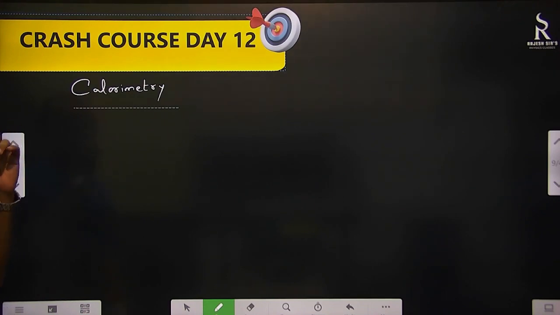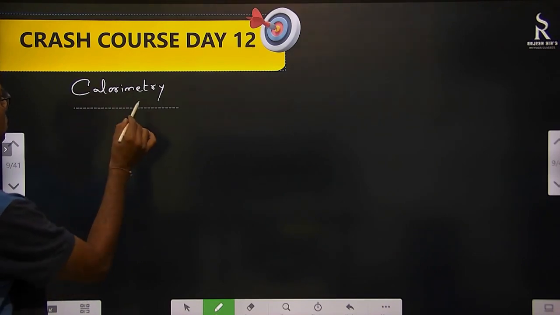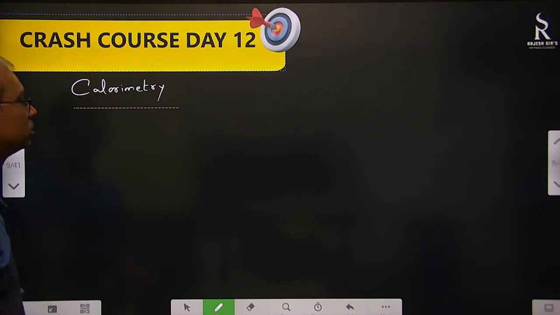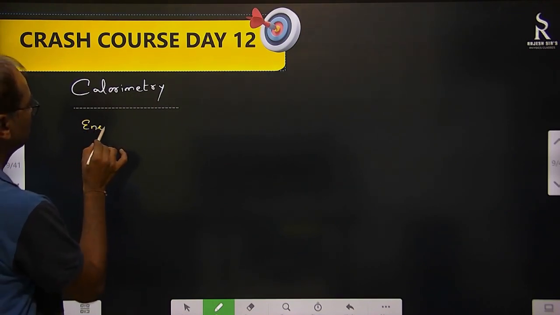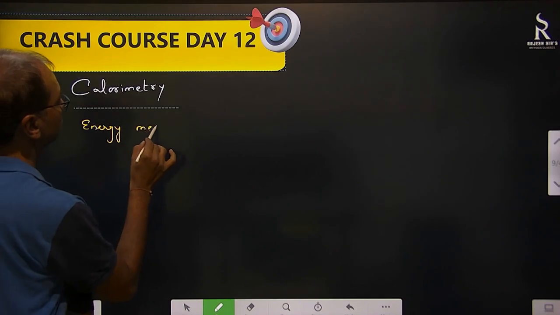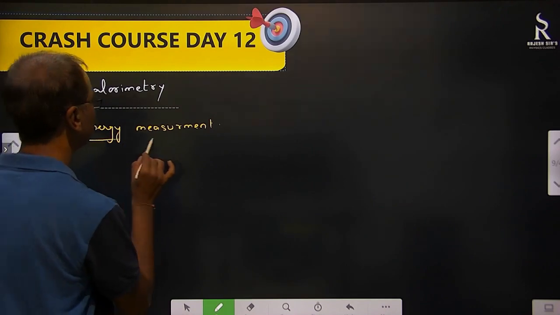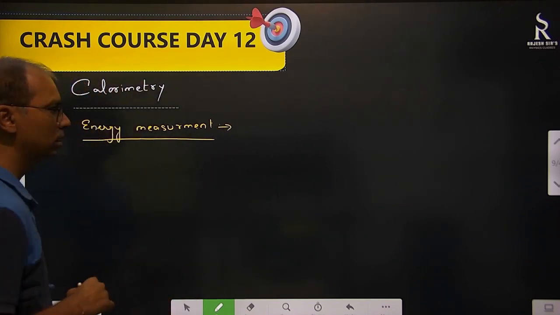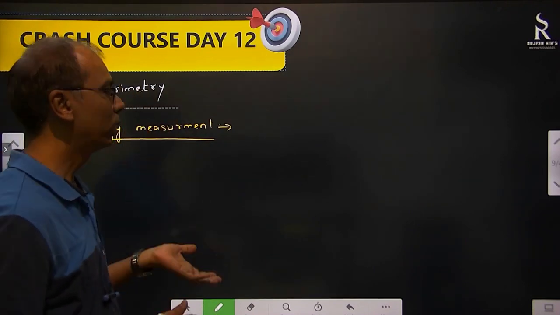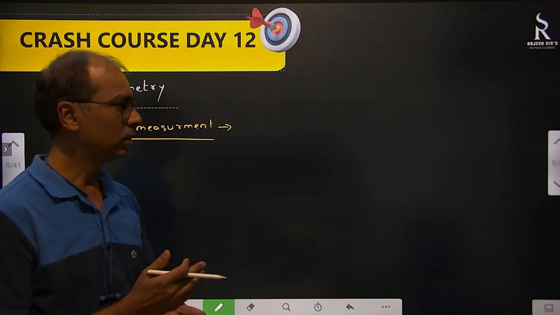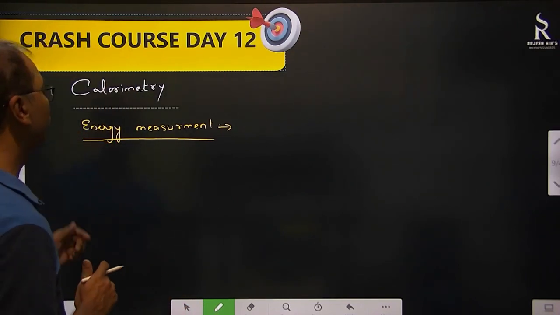Right, so calorimetry. Calorimetry is basically the measurement of calorie. Calorie means energy, metry means measurement. So it is the measurement of energy. Whatever energy we are giving to any object, we can measure, or the object is giving to us, we can measure. In this chapter we are going to study specific heat and latent heat. All of that is under calorimetry.